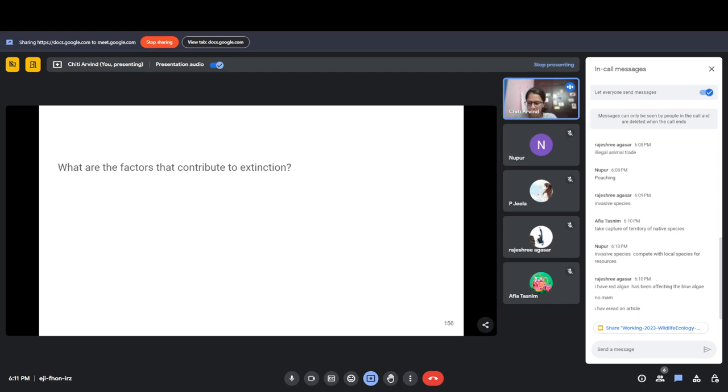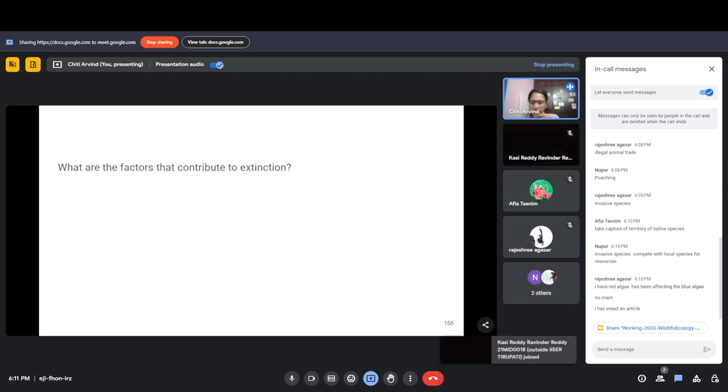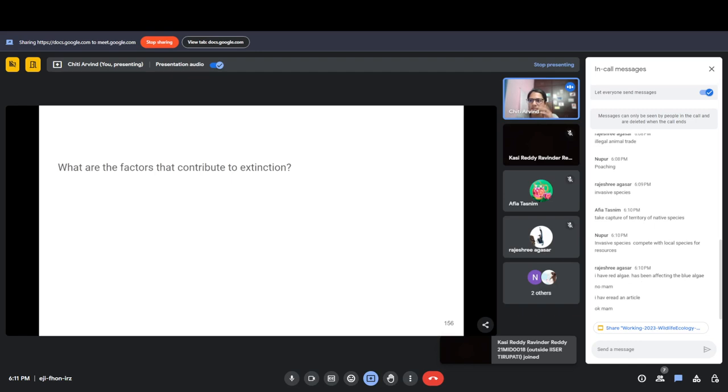And another thing about invasive species is, I think there were some cats that were introduced in these island systems, and I think there was another top predator, I think it was a snake, introduced into an island system, which led to the loss of a lot of native fauna. So yes. What are the other factors?